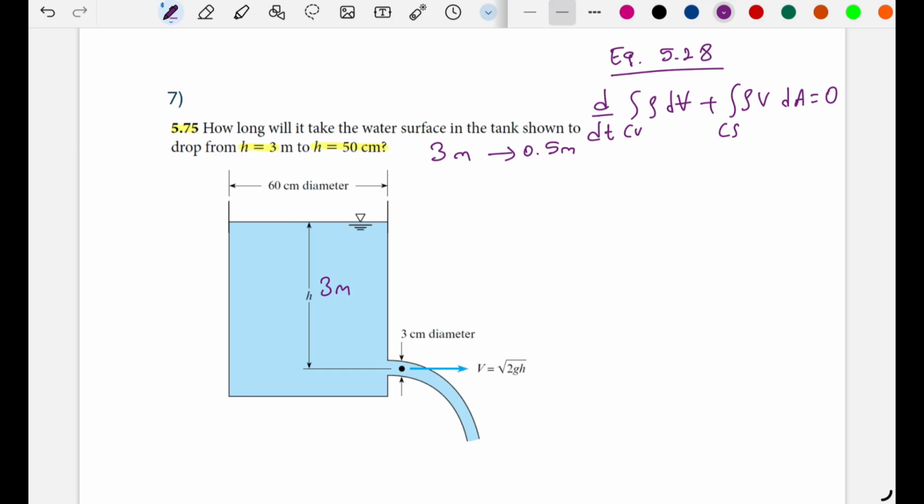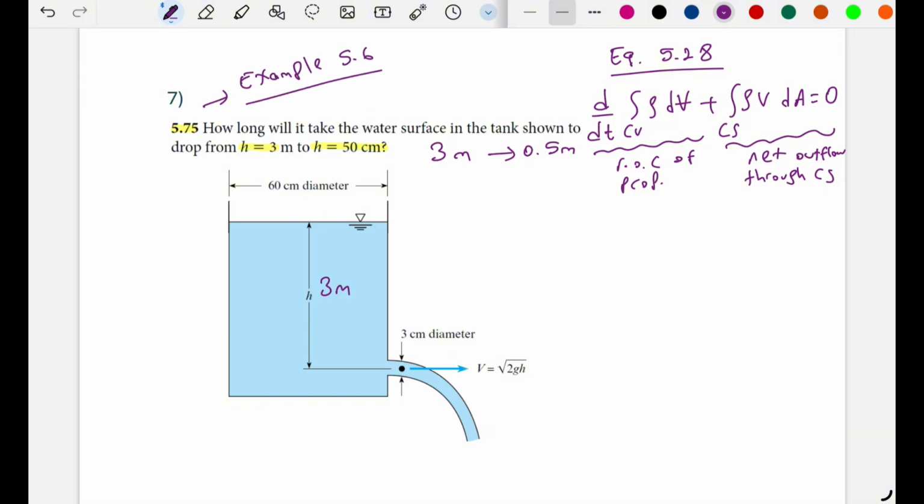In other words, as I mentioned, this is the rate of change of the property within the control volume. And this is the net outflow through the control surface. You can also check example 5.6 because they are following the same approach but with different values.